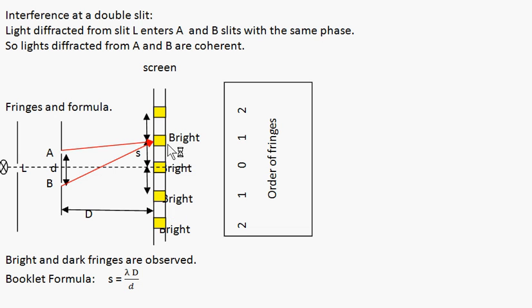The distance between these fringes, sometimes called fringe width, which I don't like, this name I don't like, is given in the booklet. So lambda, small d is the distance between slits, capital D is the distance to the screen, and s is this distance, either between bright fringes or between dark fringes. Order of fringes: central 0, then 1, 2, 1, 2. So if they ask you the number of bright fringes, you should count the central one and you should count on the left and on the right.